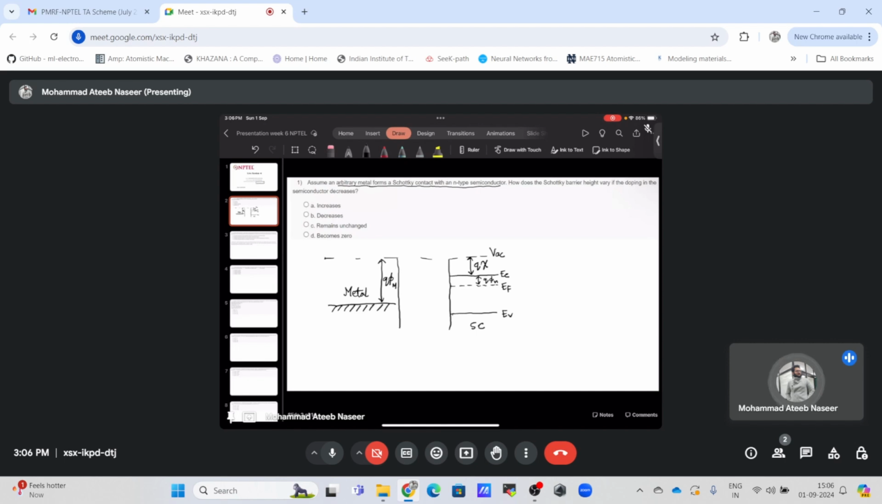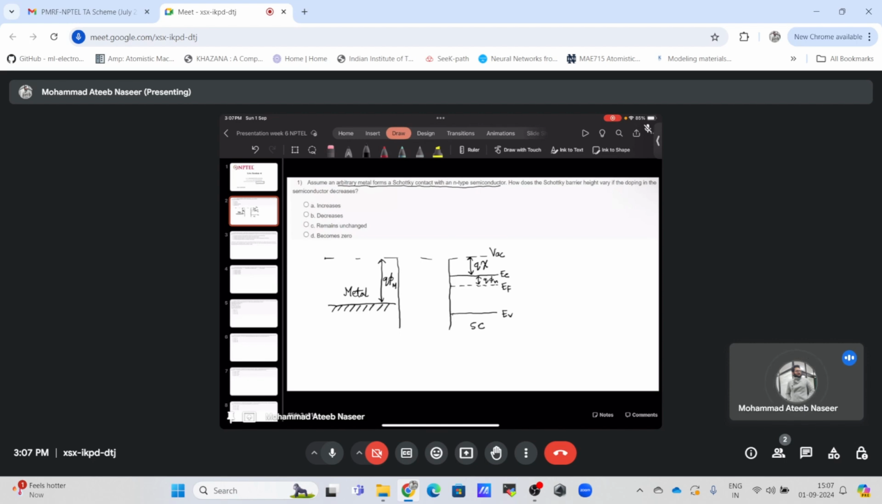Then when we brought these two together, both the systems are in contact with each other, the system will equilibrate to a particular Fermi level, and the Fermi level in the semiconductor will be lowered, because now there will be electron transfer from the semiconductor side to the metal side. As a result, there will be depletion of the electrons at the interface of the metal semiconductor on the semiconductor side.